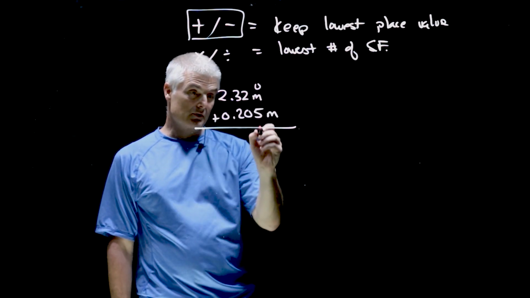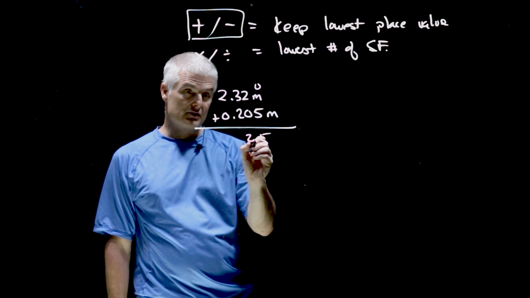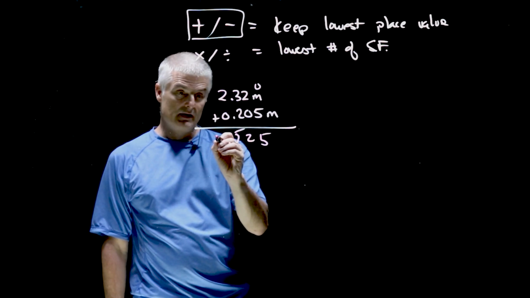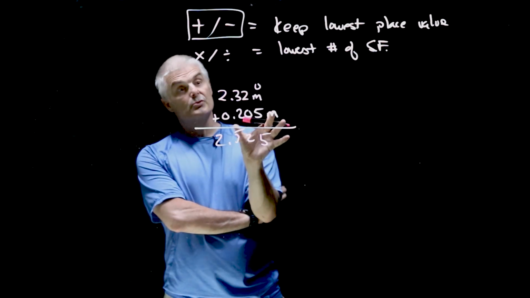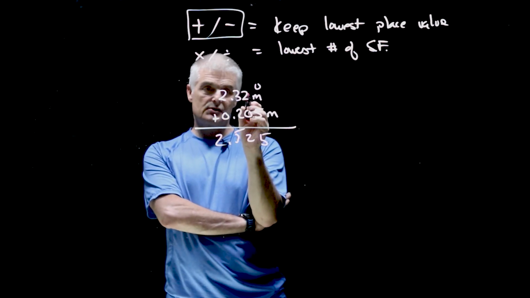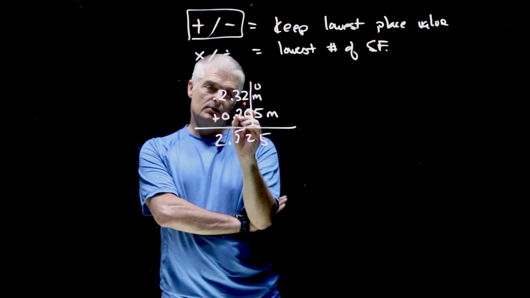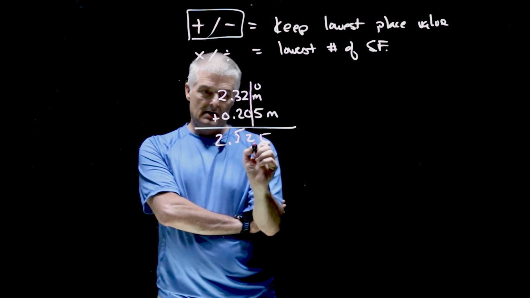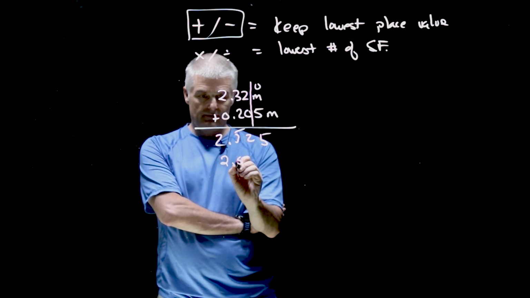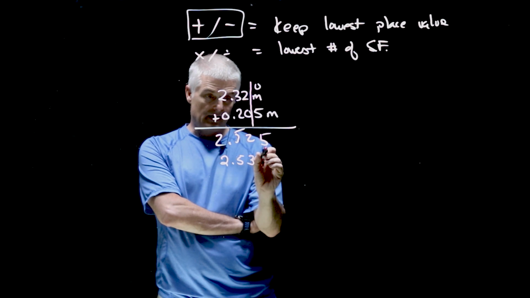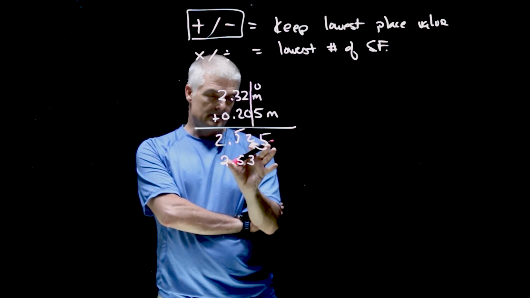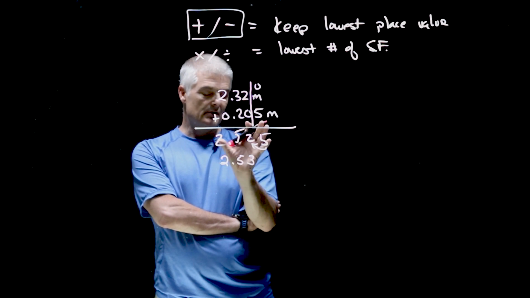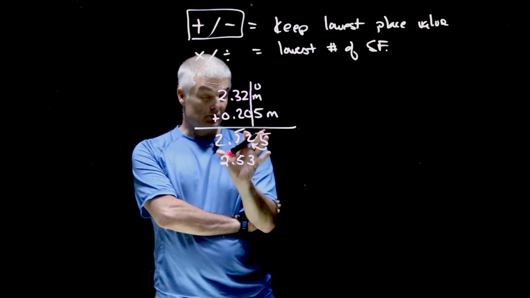I can do this in my head: 5, 2, 5 point, and then 2, 2.525. So is the answer 2.525? The answer is no, because you see this right here, we need to round to the hundredths place, and so we're going to say 2.53. Now this 5 does round that 2 up. So when you're adding and subtracting, you keep the least accurate place value.